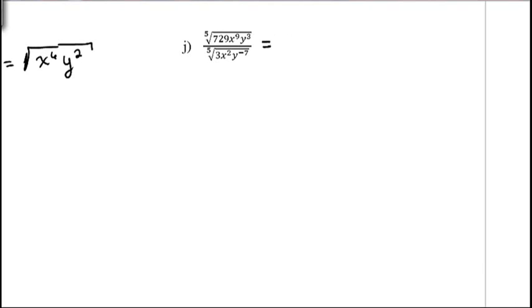Okay, our next example is the 5th root of 729x to the 9th y cubed divided by the 5th root of 3x squared y to the negative 7th. So we're going to write this underneath the same root. So 729x to the 9th y cubed divided by 3x squared y to the negative 7th.